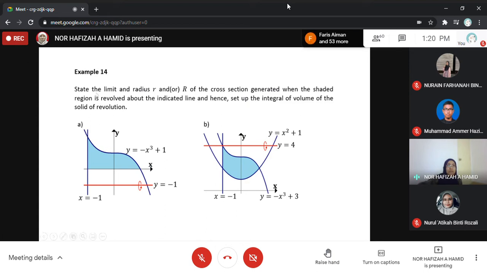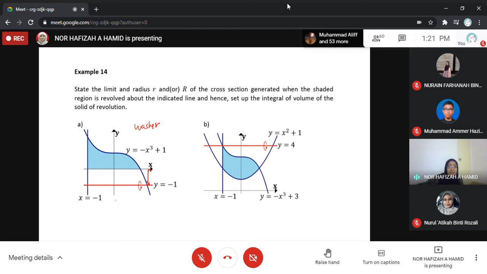Contoh sampai example yang 14 ni lah. So contoh kalau yang 14 ni, yang ini dia pakai dekat step method, you kena solve using washer untuk yang A. So kalau yang A, sebab you ada gap between shaded region and axis of revolution. So kalau ada gap maknanya you kena solve using washer.